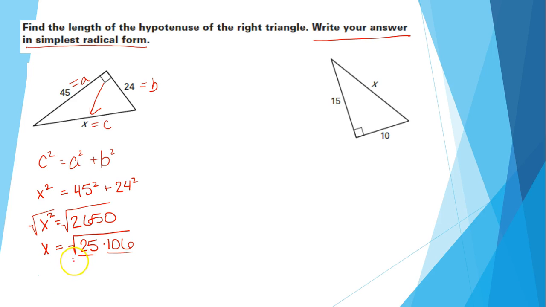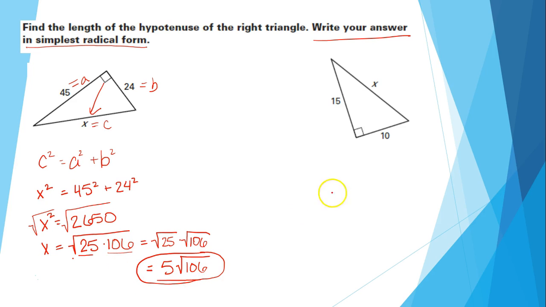Now, you split this radical apart, take the square root of 25 times the square root of 106. Well, the square root of 25 is 5 times the square root of 106. And this is what it means by simplest radical form. You're not going to be simply plugging this into your calculator and giving me a decimal answer. This is the answer I am looking for right there.